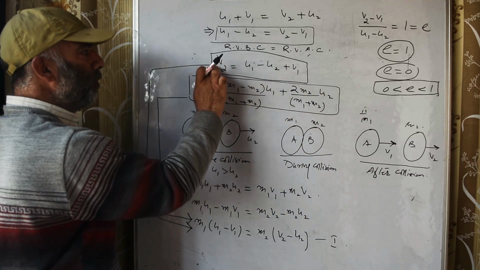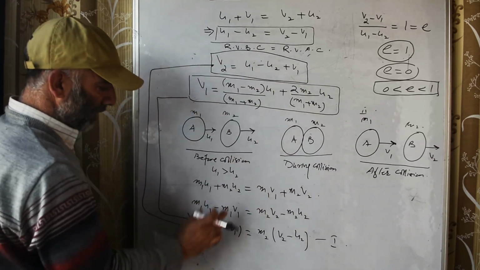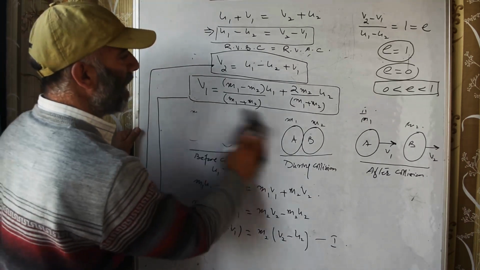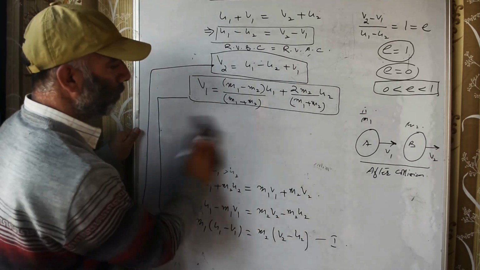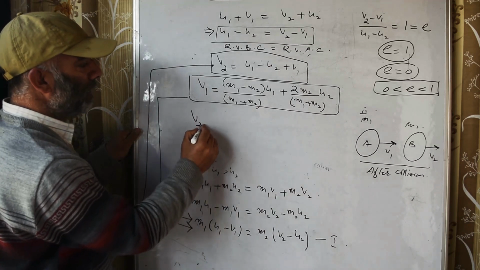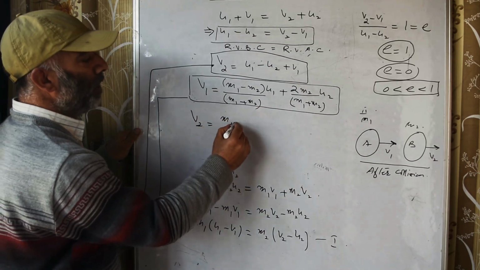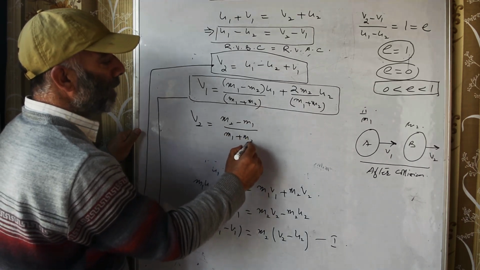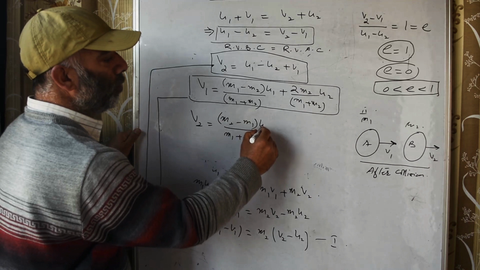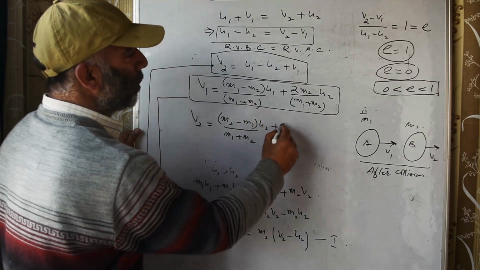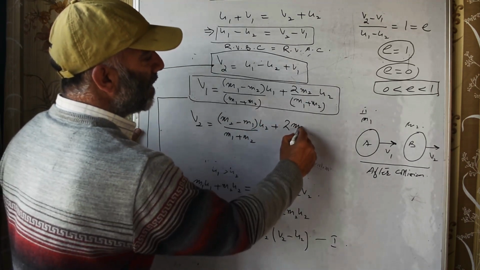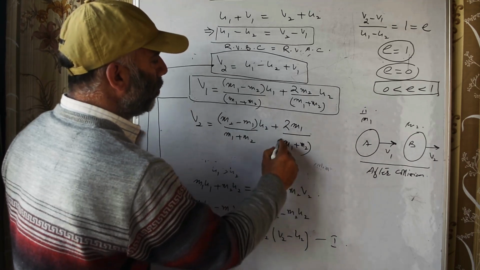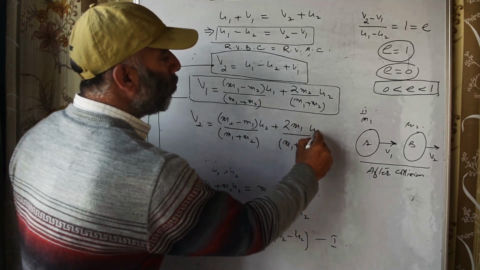Similarly, my students, if you substitute the value of V1 here, V1 will be equal to V2 minus U1 plus U2 in the same equation. What we will get is the value of V2. V2 will be equal to (M2 minus M1) divided by (M1 plus M2) into U2 plus 2 times M1 divided by (M1 plus M2) into U1.